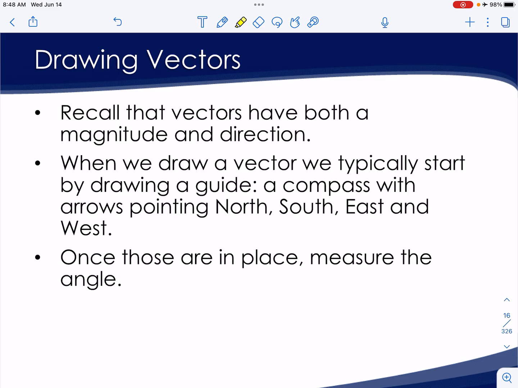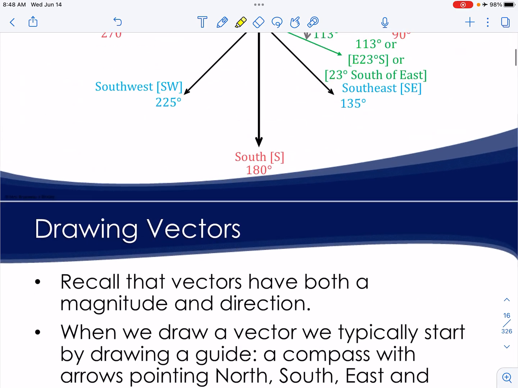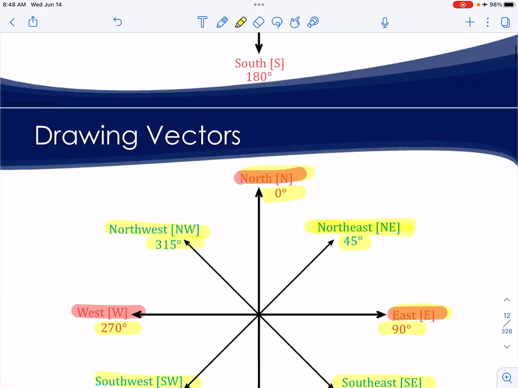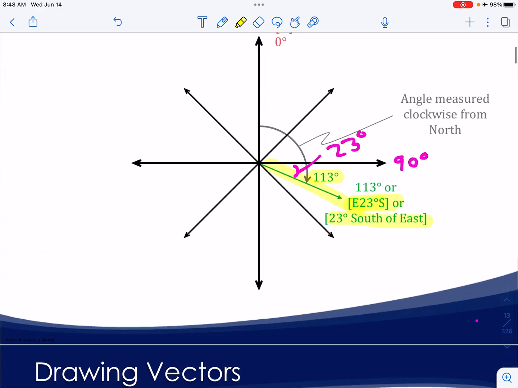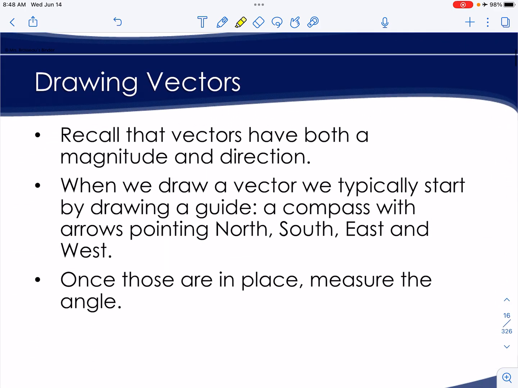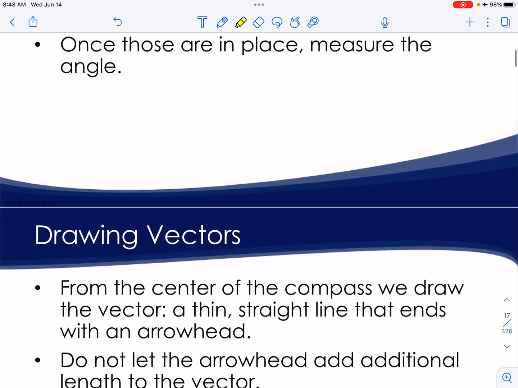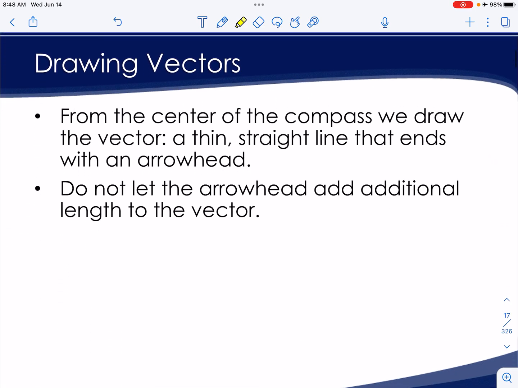Recall the vectors have both a magnitude and direction. When we draw a vector, we typically start by drawing a guide, a compass with arrows pointing north, south, east, and west. So this right here would be like a guide. After we draw the guide, once those are in place, you can measure the angle. From the center of the compass, we draw the vector, a thin straight line that ends with an arrowhead. Do not let the arrowhead add additional length to the vector.